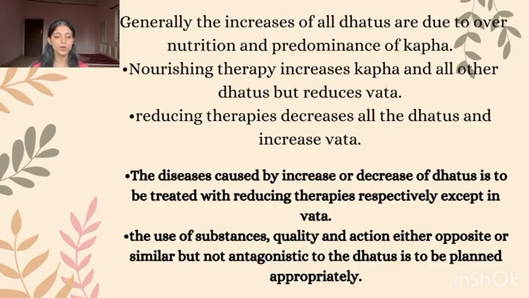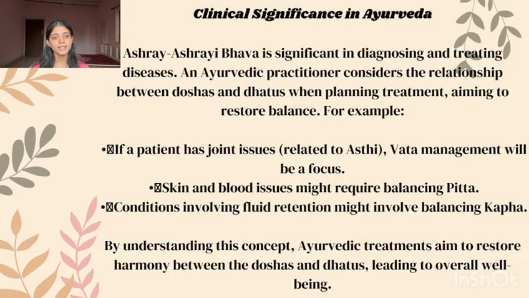The diseases caused by increase or decrease of dhatus are to be treated with reducing or nourishing therapies respectively, except in the case of vata. The use of substances, qualities and actions either opposite or similar but not antagonistic to the doshas and dhatus is to be planned appropriately. Now let us see its clinical significance.